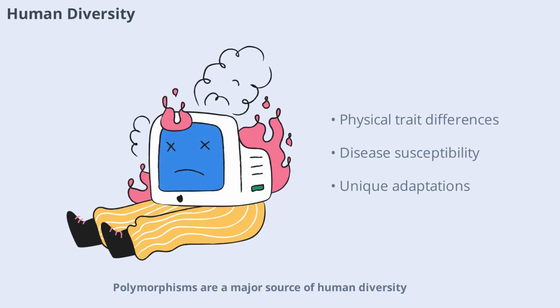Polymorphisms are a major source of human diversity. They explain differences in physical traits, susceptibility to diseases, and even how we perceive tastes or smells. By studying these variations, scientists gain a deeper understanding of what makes each person unique and how populations have adapted to different environments.